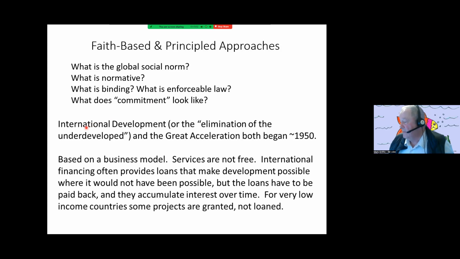International development at the beginning was known as the elimination of underdevelopment. Elimination of the underdeveloped was started in 1949. The great acceleration started around 1950. So, not being naive, this development is based on a business model. Everything's not free. It's a good thing, but it's not free.